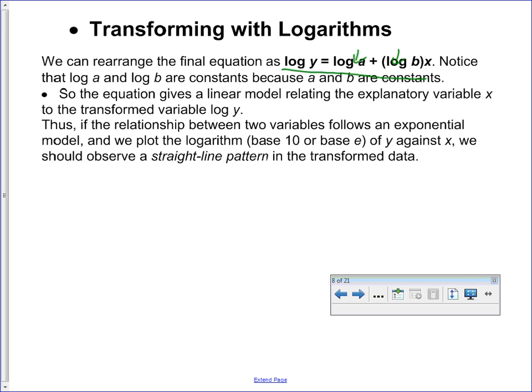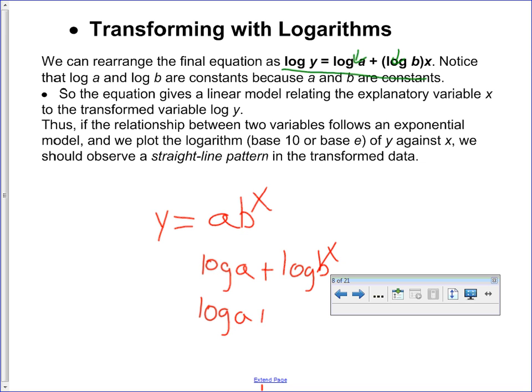And so what happens is, if we have y equals a times b to the x, and you take the log of this side of the data, that becomes the log of a plus the log of b to the x power, which becomes the log of a plus the log of b times x. Normally you'd write the x out front, but if you look at it, this is now a linear function because log a and log b are constants.